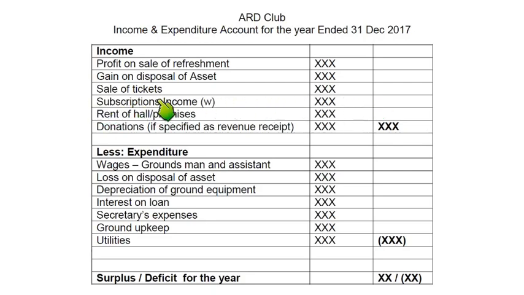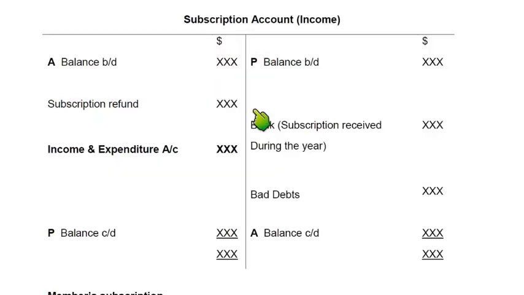Now how do we calculate this subscription income? This subscription income needs to be calculated using a T account, which is known as the subscription account. Let me show you how to do that. Now see, there is a subscription account. Subscription is an income account.